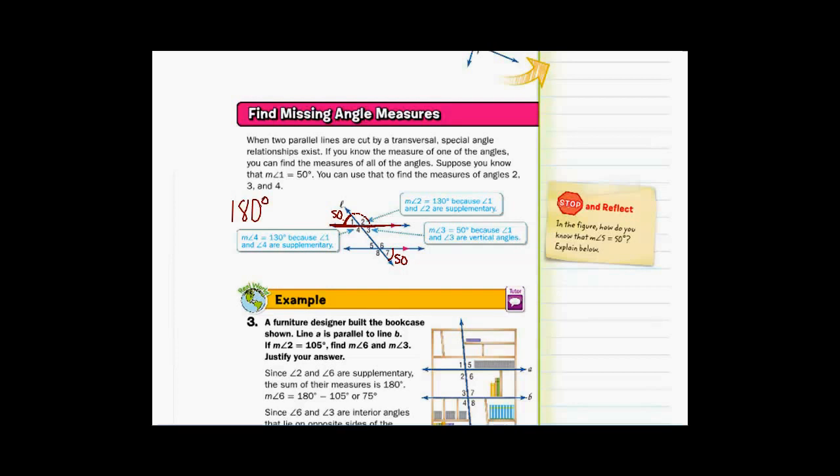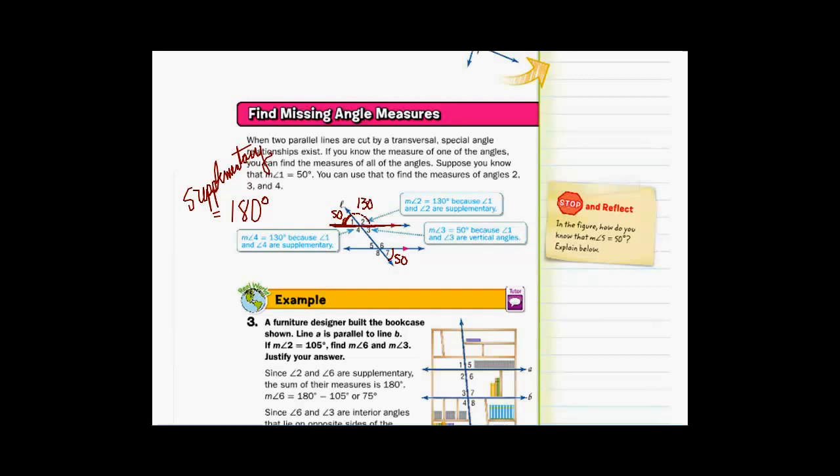Those are called supplementary angles. Supplementary angles add up to 180. So angle 1 and angle 2, supplementary. So if angle 1 is 50, that means angle 2 is 130.